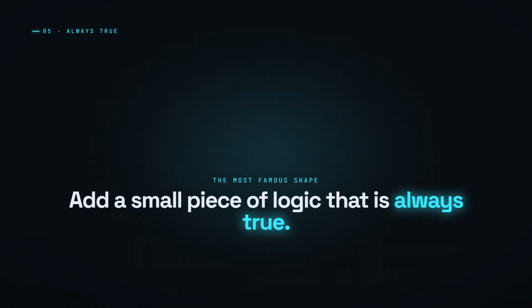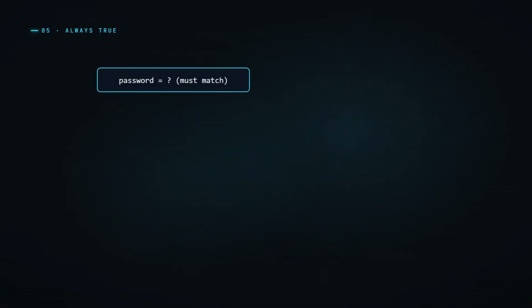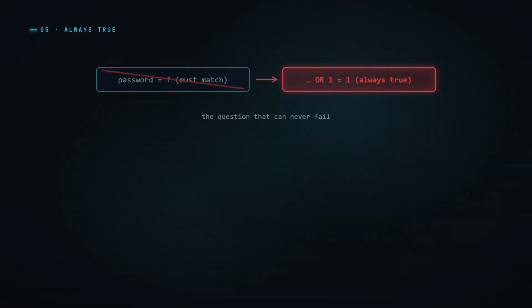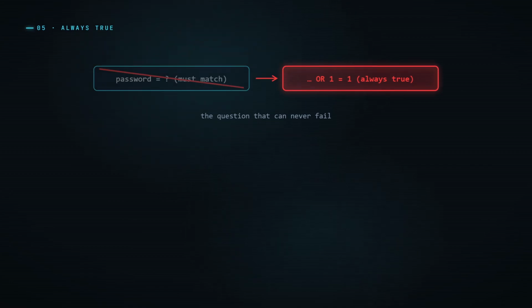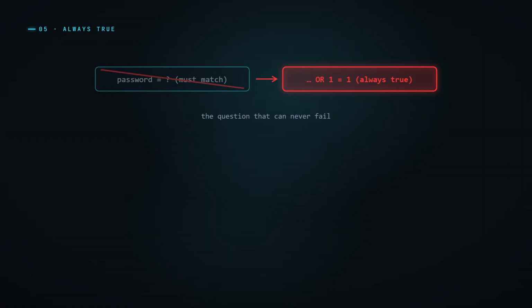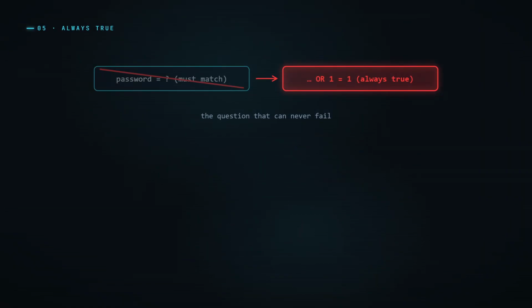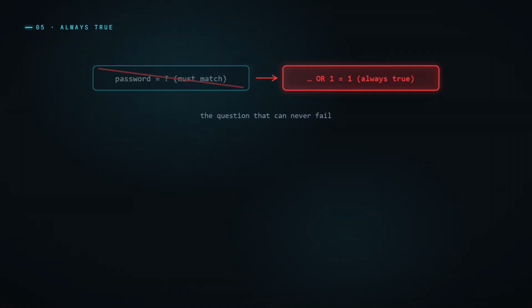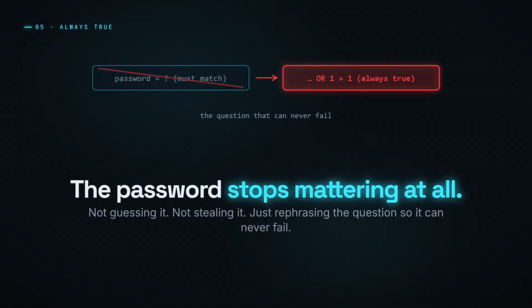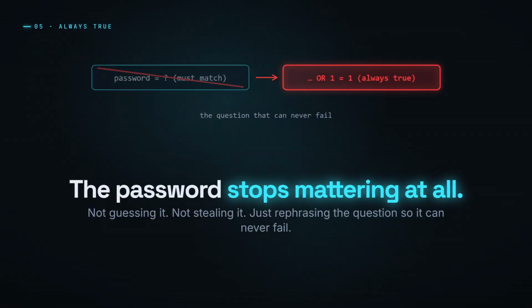The classic trick is to supply input that, once glued in, closes the value early and then adds a small piece of logic that is always true. You have probably seen the phrase, "or 1 equals 1." 1 always equals 1. So now the database is no longer asked, is this exact password correct? It is asked, is the password correct, or is 1 equal to 1? And since 1 is always equal to 1, the whole condition is true for every row. The careful check the developer wrote has been quietly rewritten into a check that can never fail.